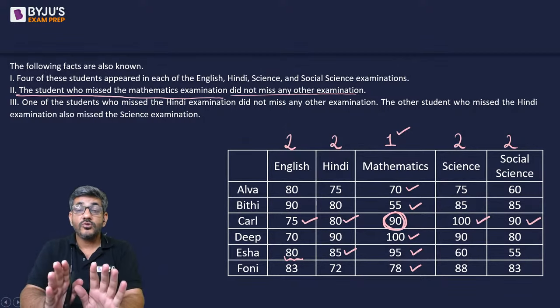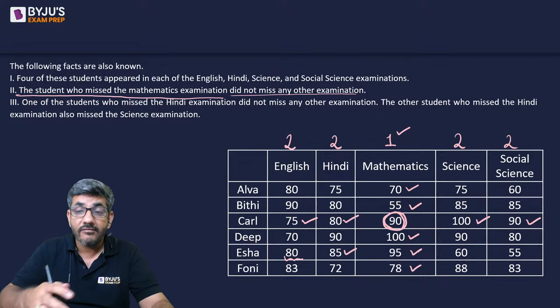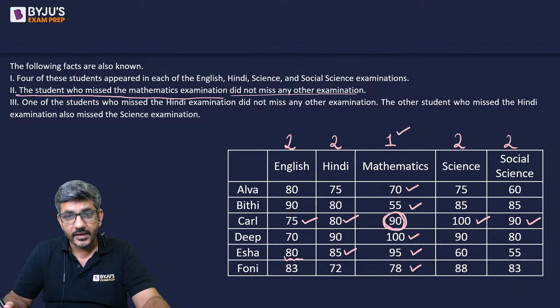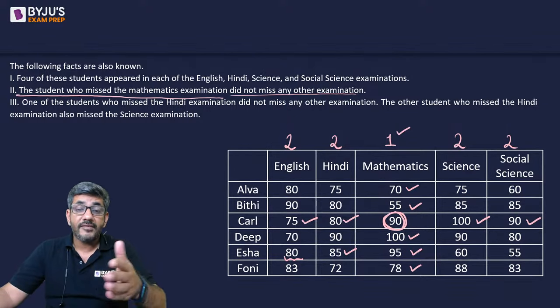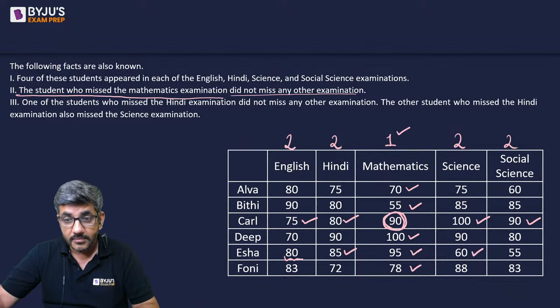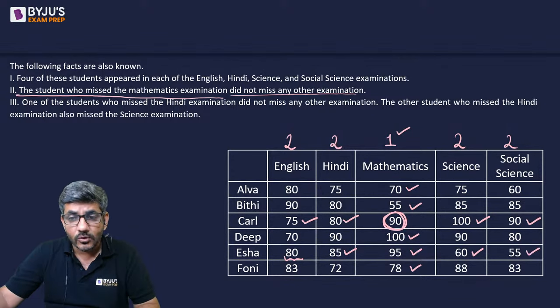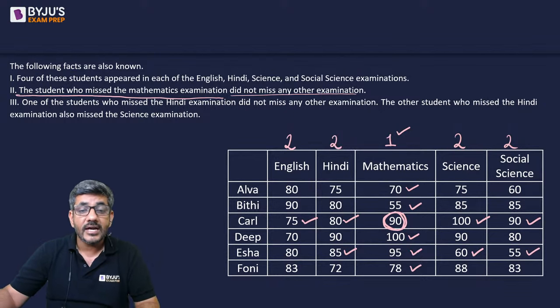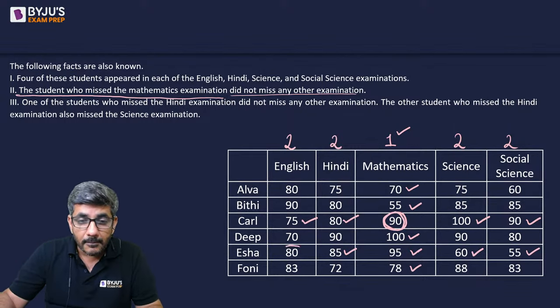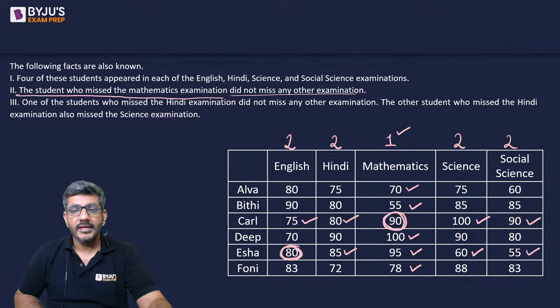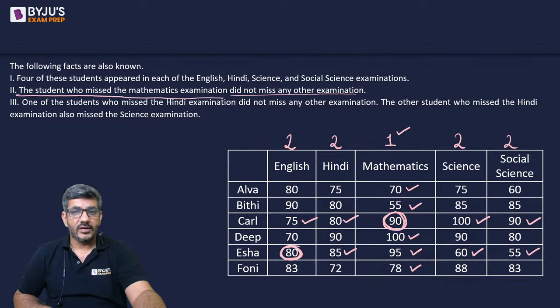क्योंकि हिंदी का स्कोर उसका जो है, it is not coming out to be the average of top 3 among the remaining 4. Next, can Isha miss science? Let's see. 60 cannot be the average of 95, 85, 80. No, she did not miss science. Can she miss social science? Of course not. 55 is her lowest score. So by that logic, I can say now, Isha must have missed English only. Isha must have missed English only.